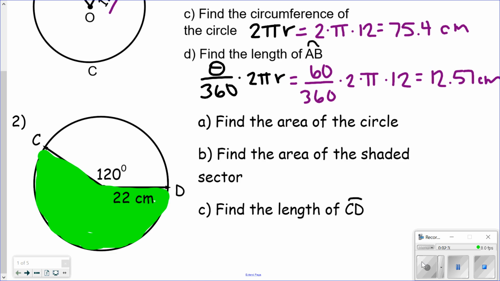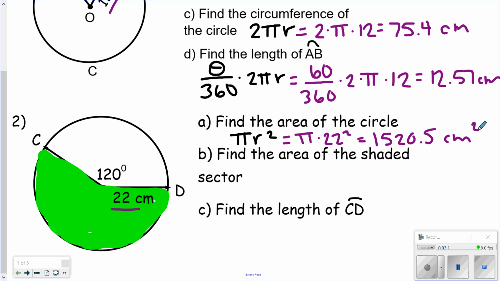Question number 2. For part A, we want to find the area of the circle. Well, we know that the equation for area of a circle is pi r squared, where r is just the radius. So let's plug in what we know. We notice that the radius is 22. So pi times 22 squared, and when we plug that into our calculator, we get 1,520.5 centimeters squared.